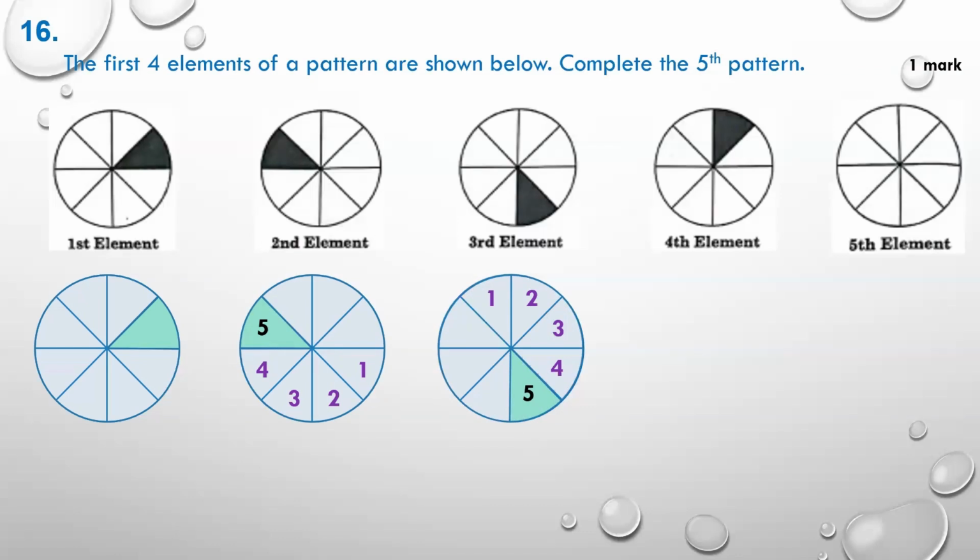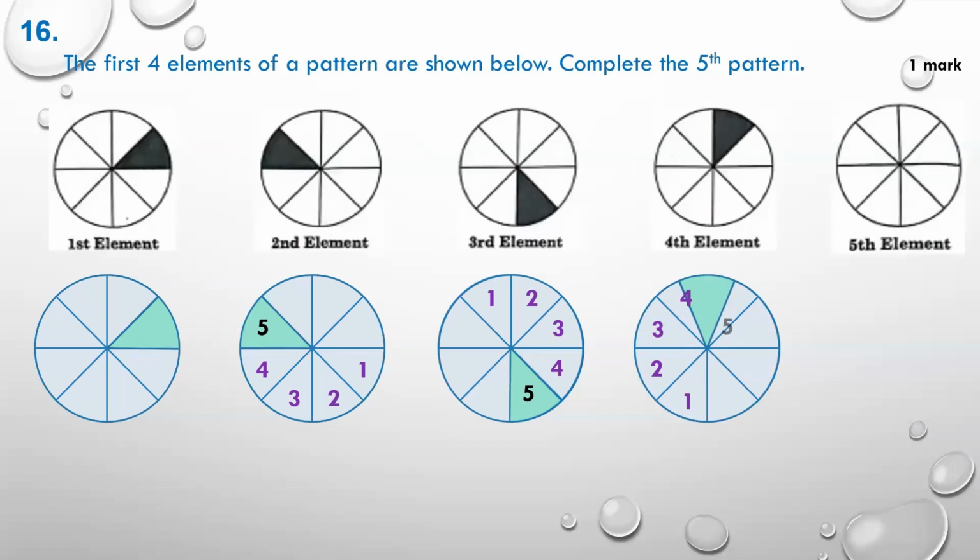Will it do the same thing for the fourth element? So let's start from the third element and let's see how it moves. 1, 2, 3, 4, 5. And yes, it ends up looking like the fourth element. So as it moves from one element to the other, it's turning clockwise 5 parts. Or it could have turned in the opposite direction, anti-clockwise. How many parts? 3 parts.